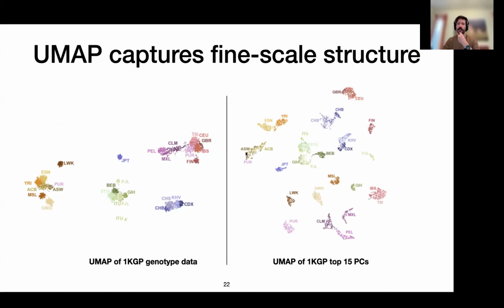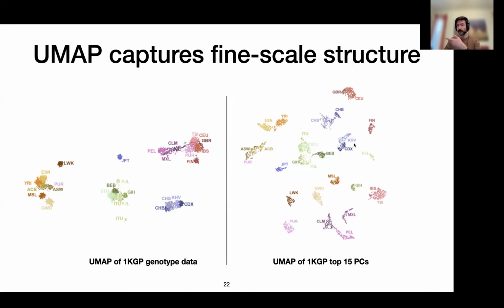If you run UMAP on the 1,000 Genomes data, on the left here, you can see that running it on the genotype data itself, you get roughly continental level ancestry. This green blob here is sort of South Asian ancestry. This orangish, yellowish, brownish one is more African ancestry. These groups here are the European populations and the Central and South American ones. And then these purple dots are the East Asian populations.